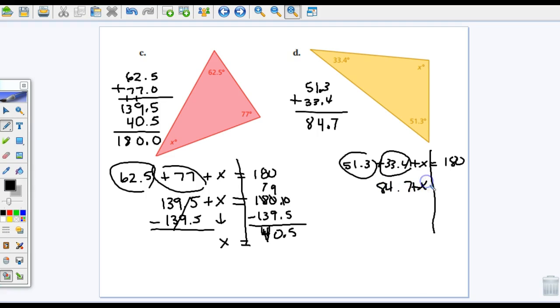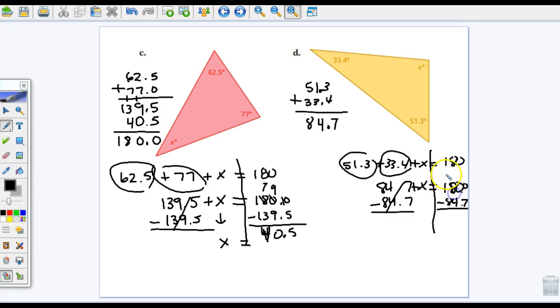Plus x is equal to 180. I'm going to add my opposite, so subtract 84.7. Going to subtract 84.7. Let's add our decimal and our placeholder. This becomes 0.